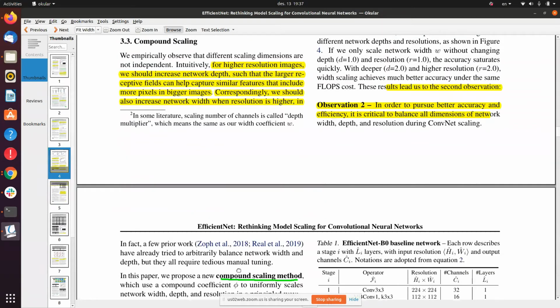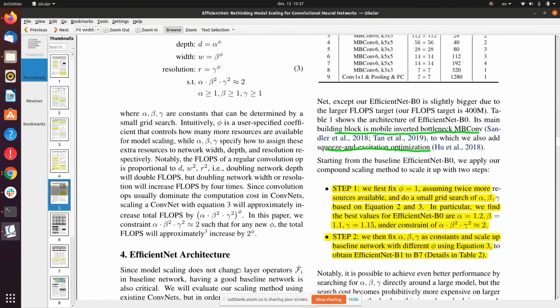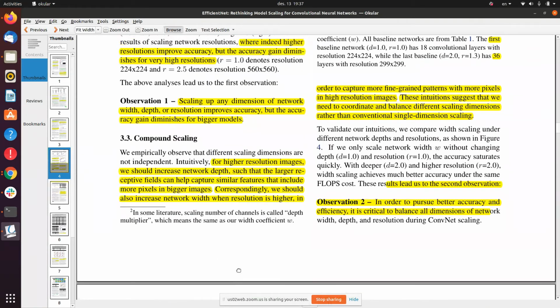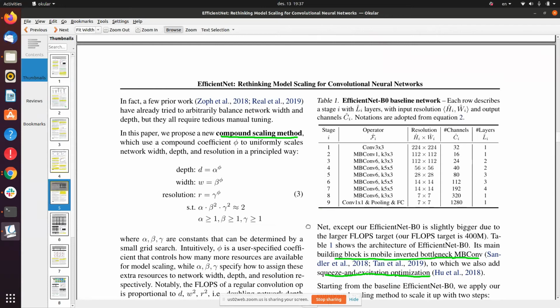So this complete section talks about the association between the scaling factors that you give and the resources that you have in terms of the system. So this is completely the compound scaling method. Here, one observation that they made is how to add the scaling factor in terms of the 3 dimensions, which are width, depth, and resolution. The third one is, in order to pursue better accuracy and efficiency, how to balance the dimensions of the network. Those are the 2 things that they have come up with so far.